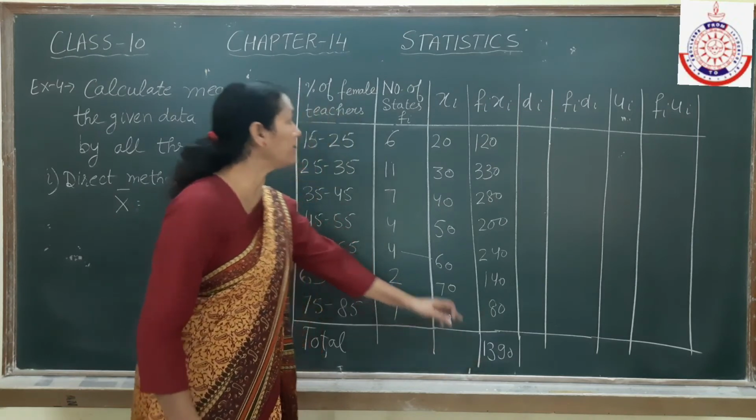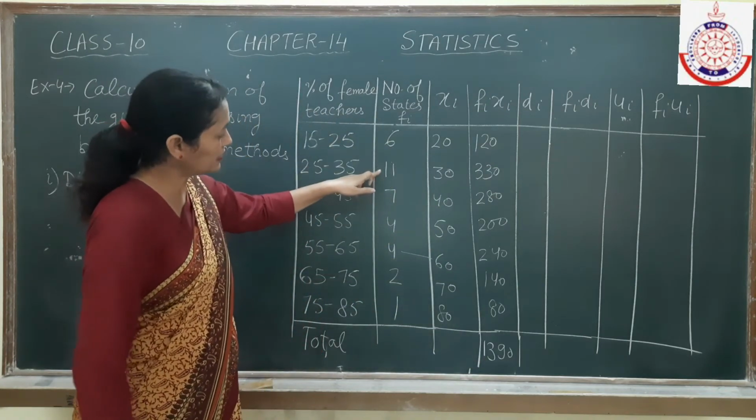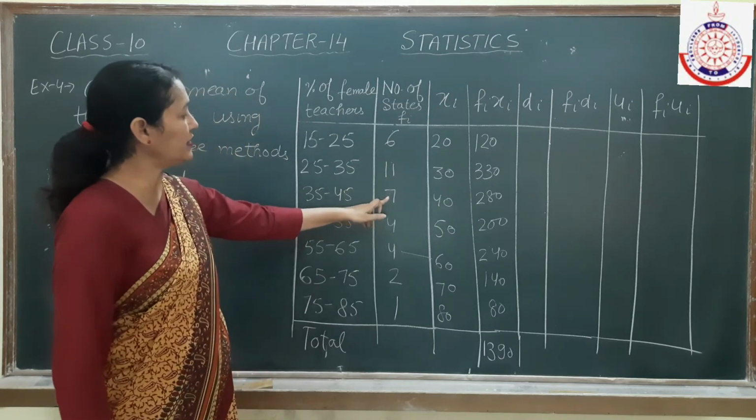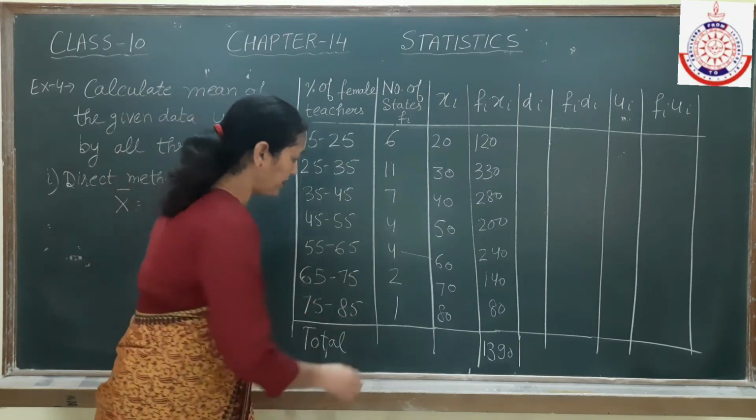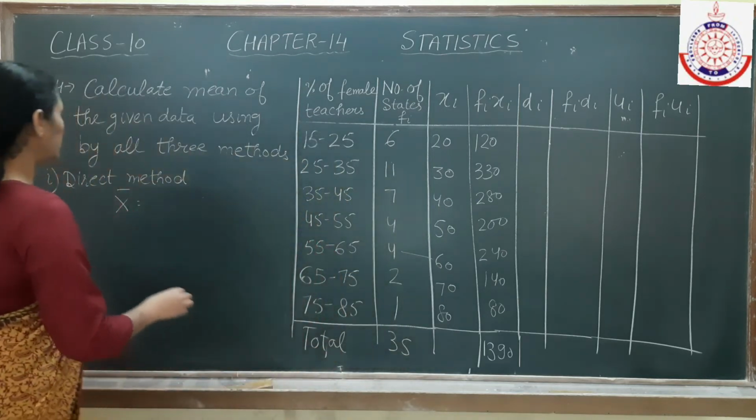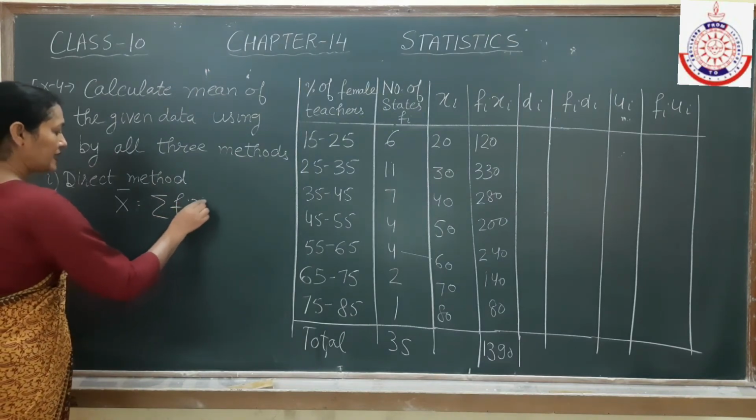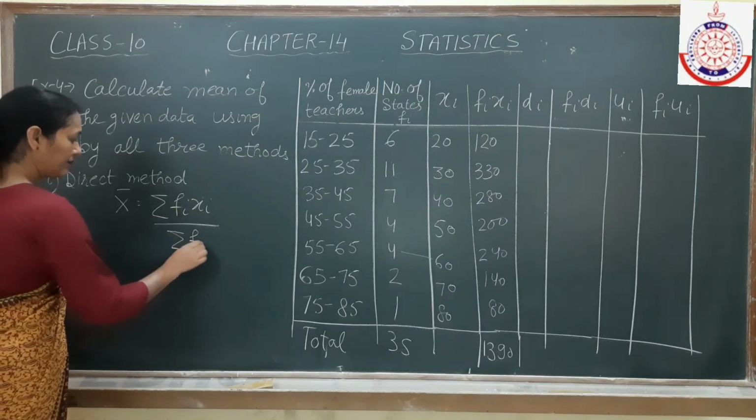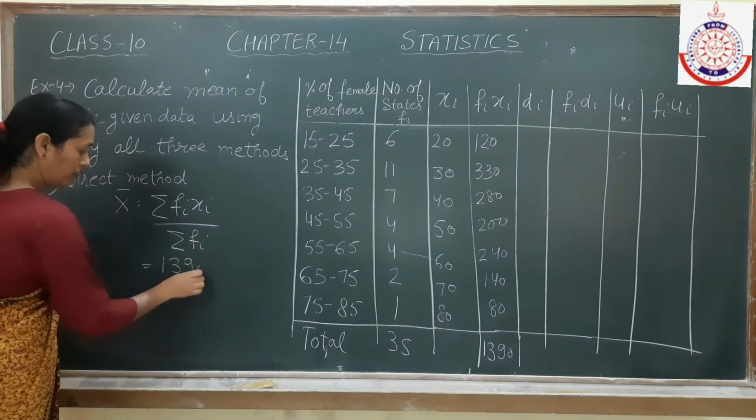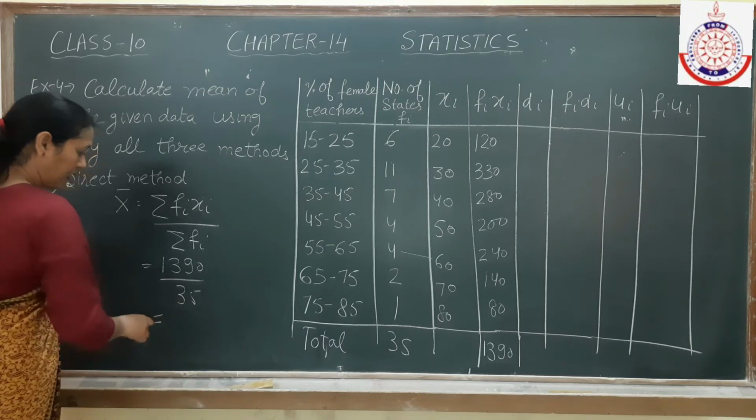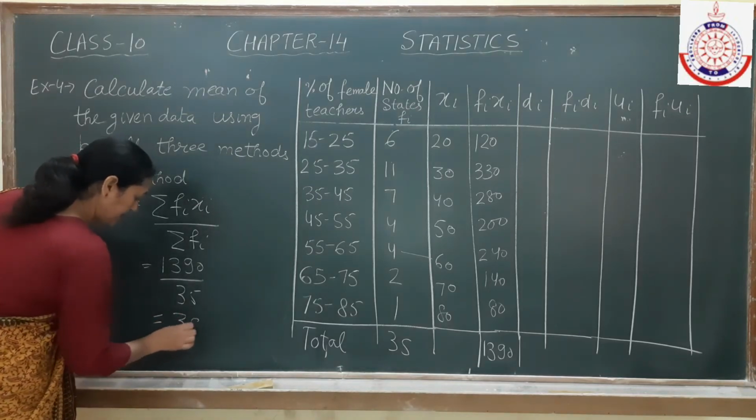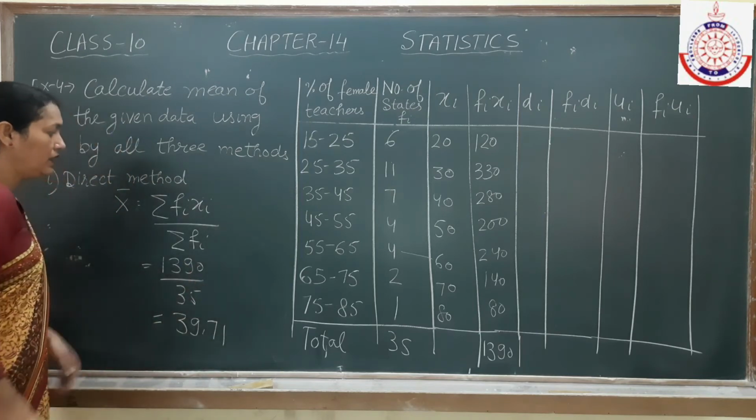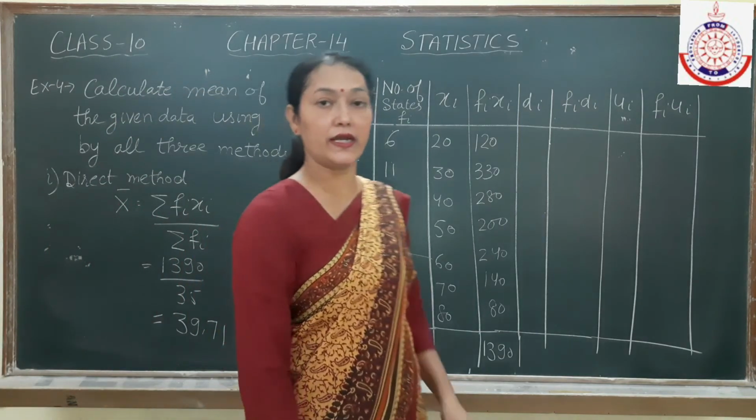sigma Fi xi, and we need the sum of Fi also. That is 17 and 7, 24, 28, 32, 34, 35. So that will be sigma Fi xi upon sigma Fi, that is 1390 divided by 35, and by division we'll get the answer as 39.7. So we have obtained the value of mean using the direct method.